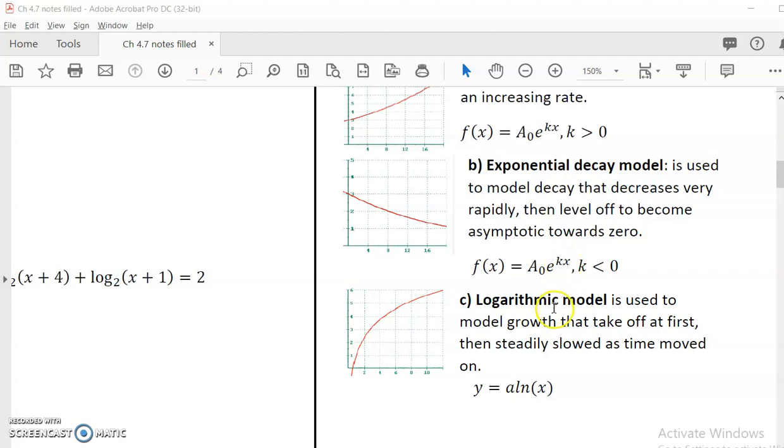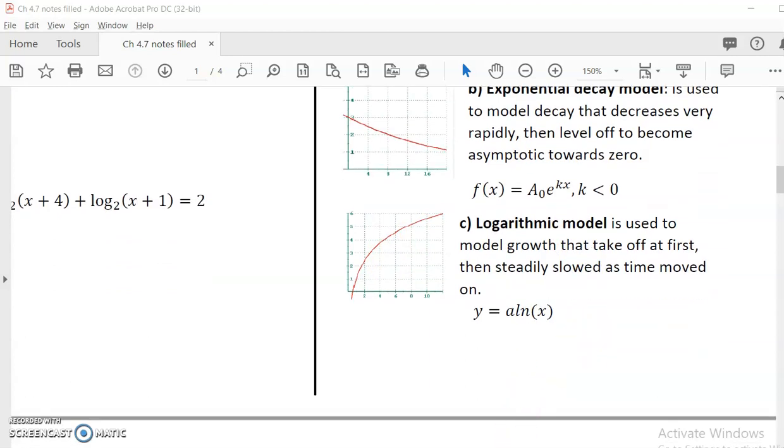When we're dealing with exponential growth and decay, very often we're dealing with very big numbers or very small numbers. We usually represent them in scientific notation or describe them in orders of magnitude. And a logarithmic model can be used to look at numbers that grow slowly. It takes off at first, but then steadily slows as time moves on. So it also can be used to describe order of magnitudes of very big or very small numbers.